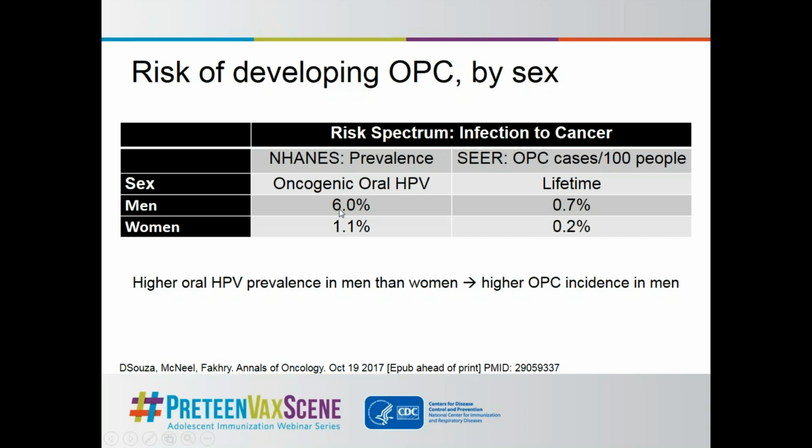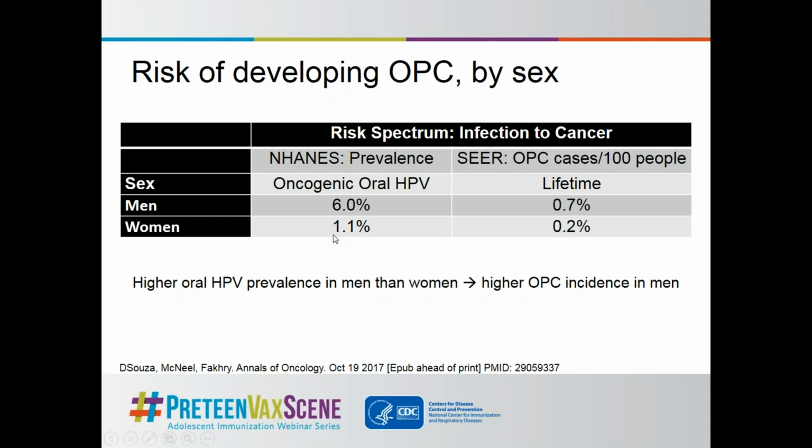And what we show here is that while around 6% of men in the general population have some kind of oncogenic oral HPV infection, less than 1% of men in the general population will go on to develop oropharyngeal cancer. And this supports the natural history that we showed, that most people who acquire an oral HPV infection will clear that infection on their own.